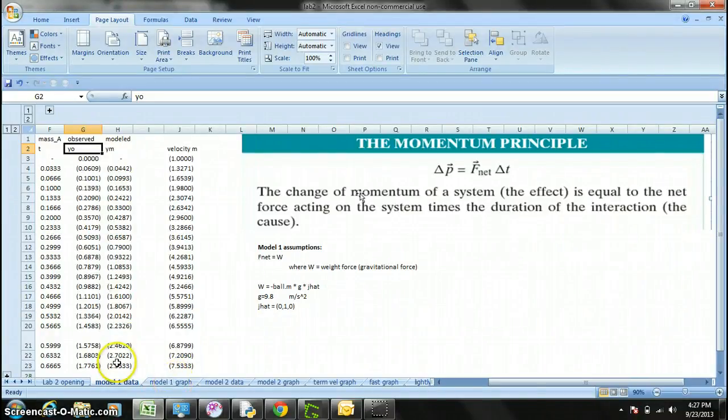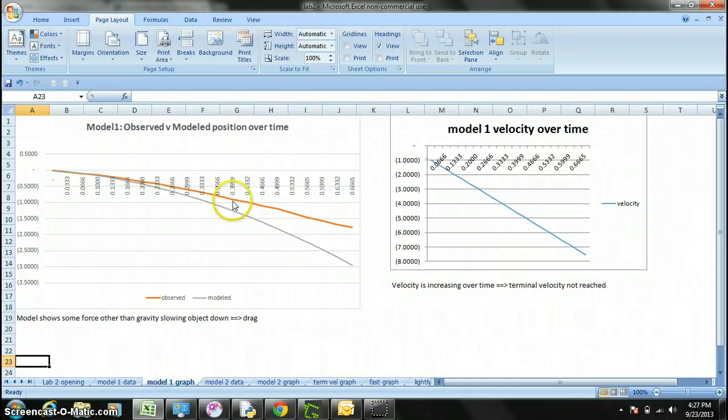So I put that information from Python here, I modeled, and you can see my observed line, a position over time here in orange, and the modeled position over time in blue. Here the model is overestimating the position in time. So something is slowing the object down, and in this case we know it's drag. I also looked at the velocity over time in this scenario, and you can see it's a straight line. Velocity is constantly increasing here per the gravity constant of 9.8 meters per second squared.